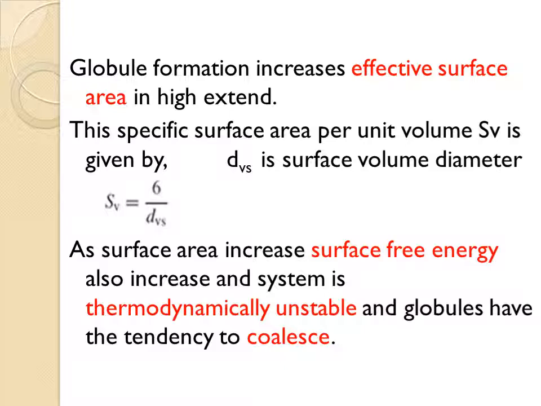That diameter of the globules which we are measuring is the volume surface diameter. It means that the unit volume of the dispersed phase creates spherical shaped globules, and the diameter of those globules is what we measure using the dVs term. So we calculate this effective surface area as 6 divided by dVs if the globules are in a spherical shape.